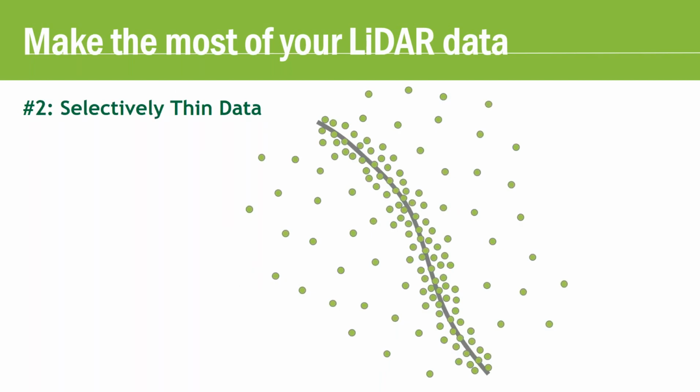The second point, and Jack will be covering this in detail, is the idea around selectively thinning your data around your corridor or area of interest. This allows us to have full resolution where we need it and lower resolution outside of that area. As Jack will show you, you can go back afterwards and bring in other areas in full resolution.